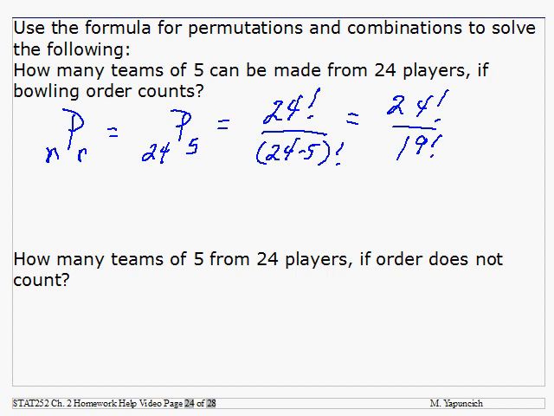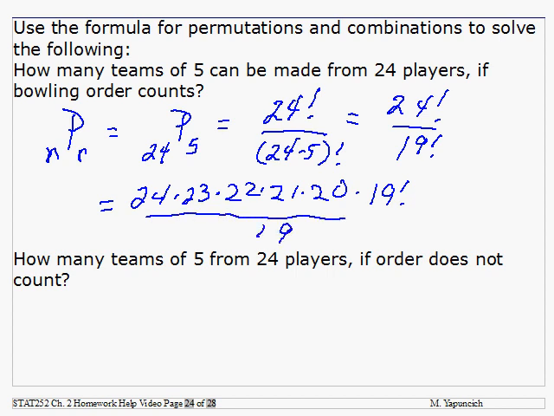You can try to work that out by doing all kinds of multiplication, but you can simplify first. If you remember how to do that, that'd be 24 times 23 times 22 times 21 times 20, and then abbreviate from 19 down because it matches with the 19 factorial here. Cancel it off, and you can multiply all that together, and that gives you the number of permutations of 24 players taken 5 at a time. This is a case in which order counts.